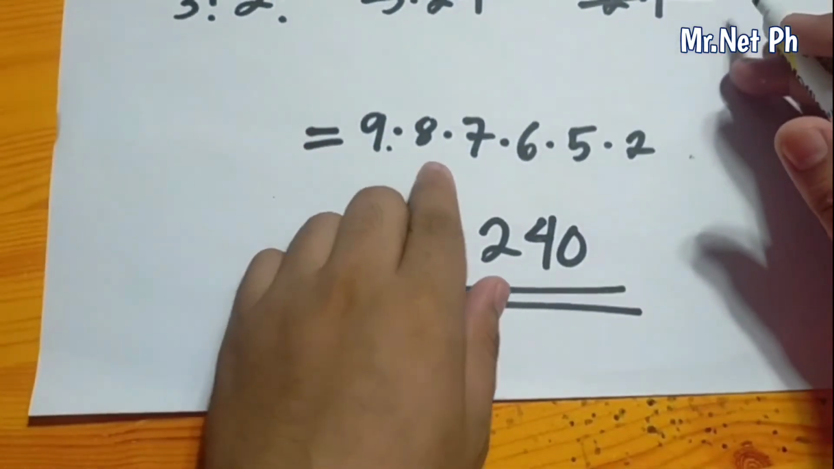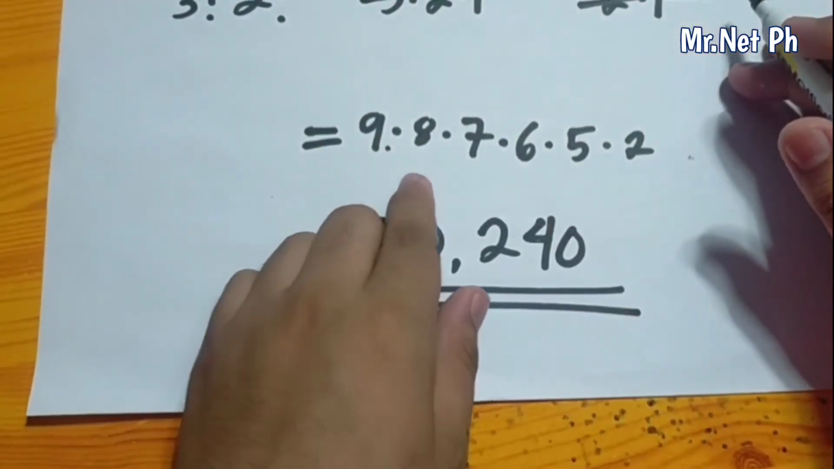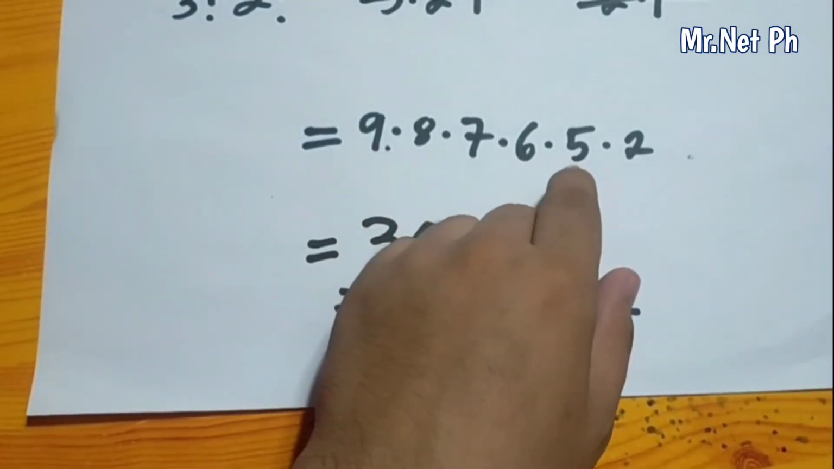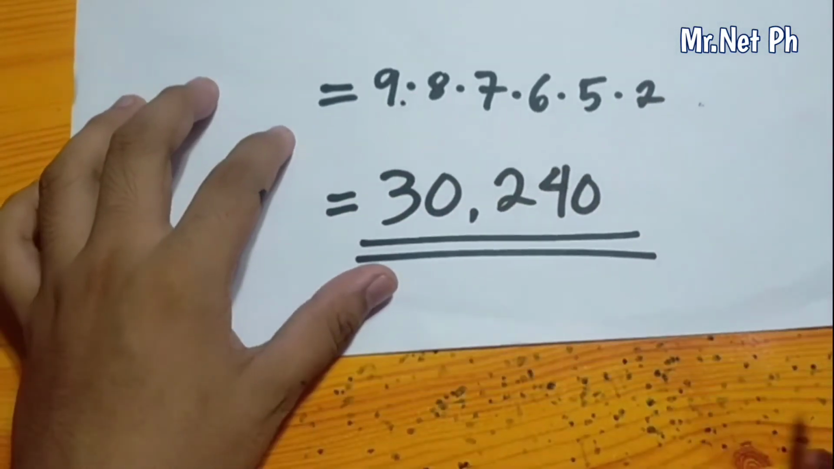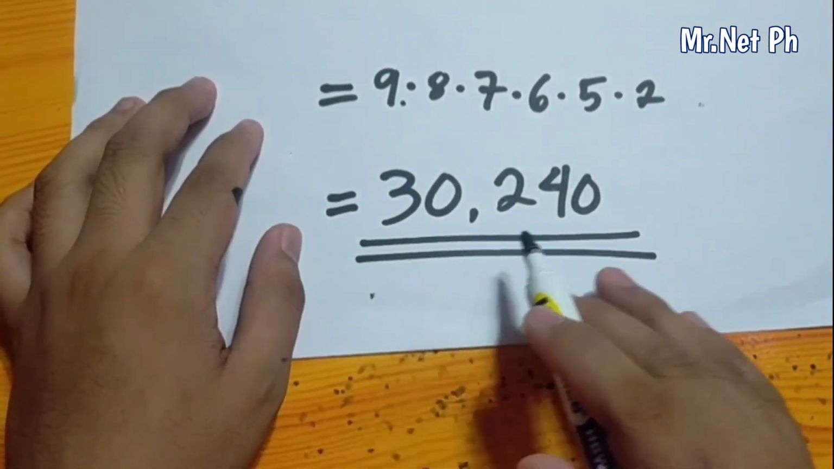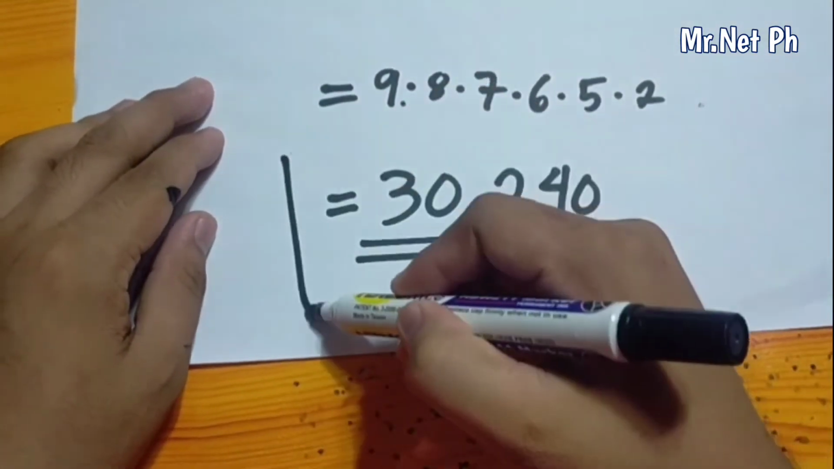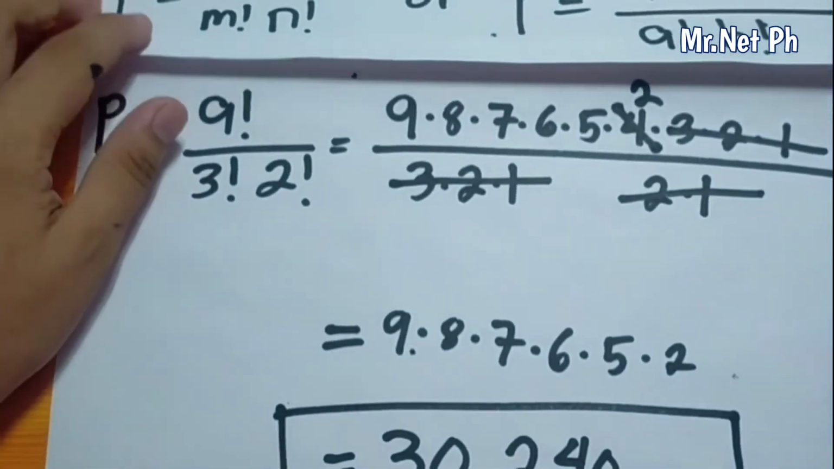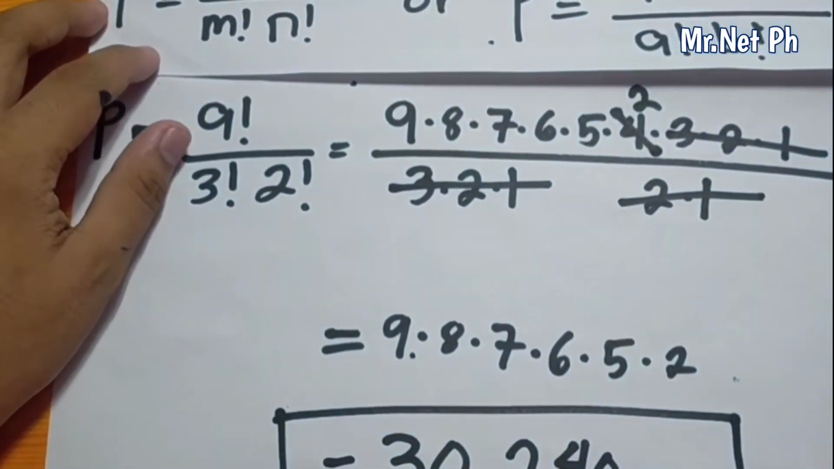So, multiply this number, 9 times 8 times 7 times 6 times 5 times 2 is equal to 30,240. So, that is distinct or distinguishable permutation.